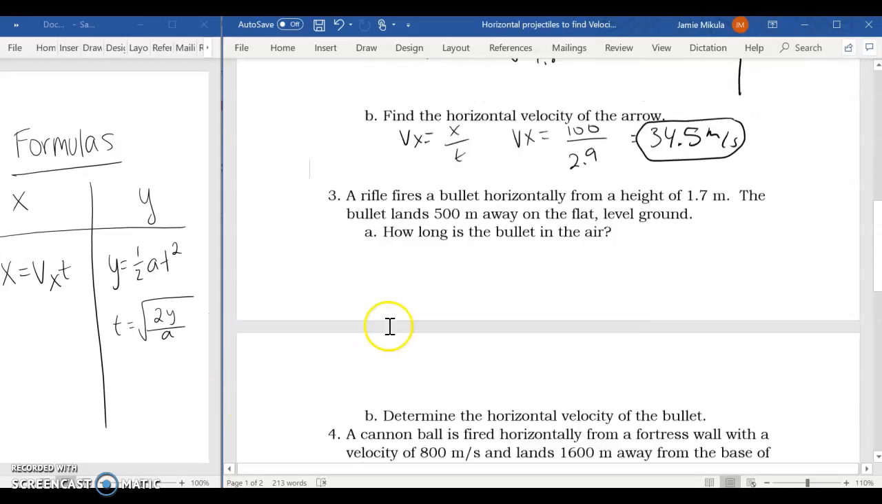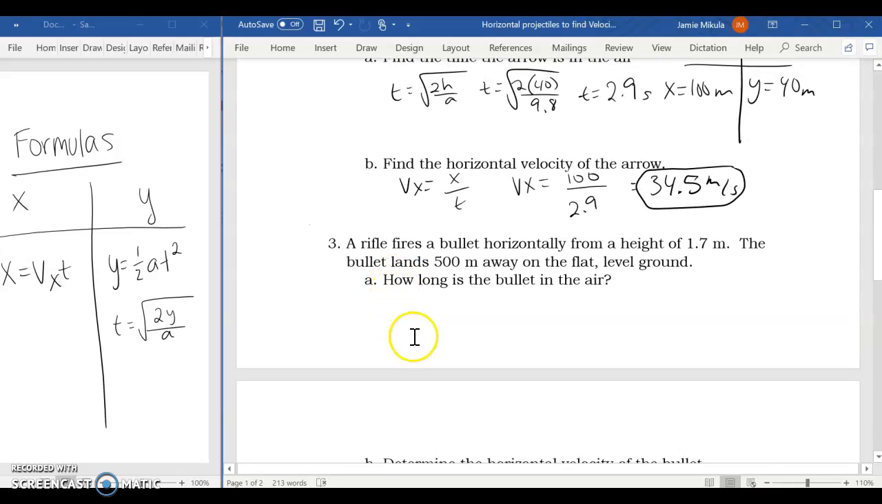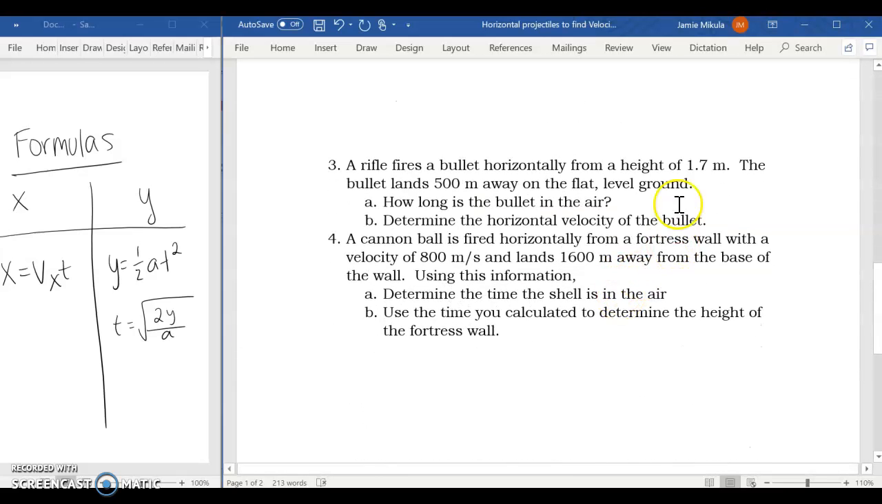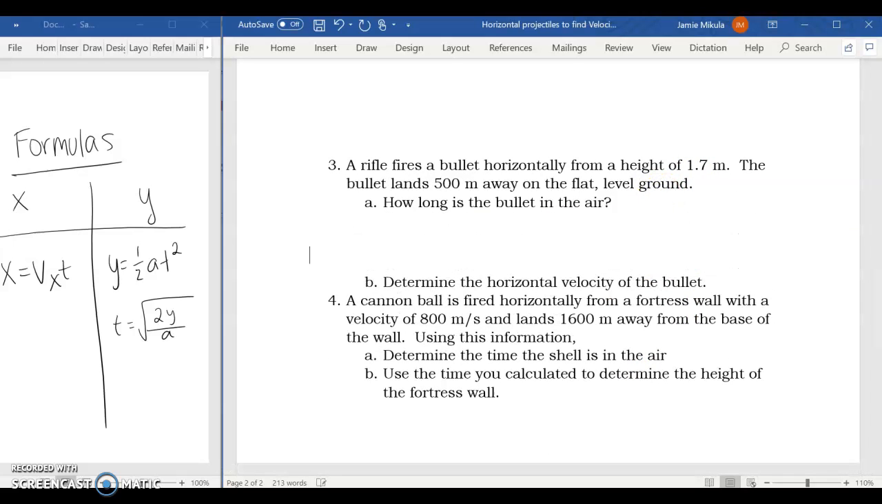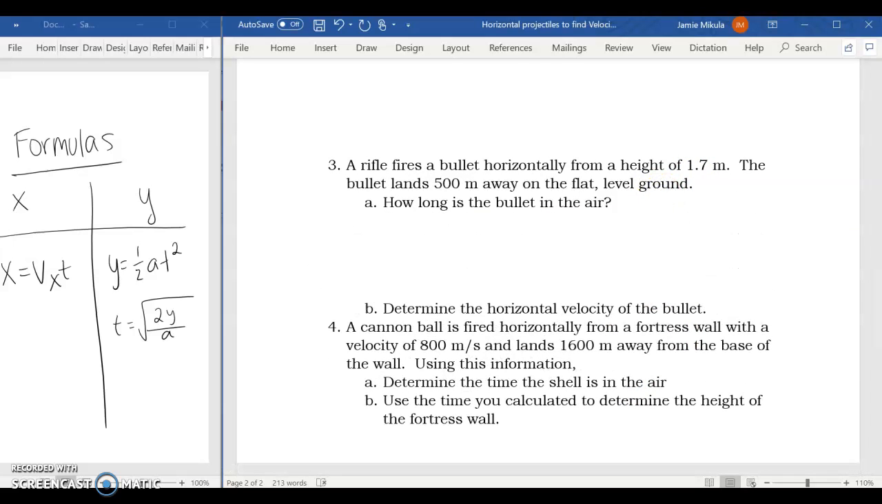Okay, the next question, number 3, says a rifle fires a bullet horizontally from a height of 1.7 meters. Let me move down so I have some space. Okay, how long is the bullet in the air? It lands 500 meters away. Okay, so we have an X and a Y here. Once again, we have a height, Y, of 1.7 meters. It says it lands 500 meters away. That's the X direction.